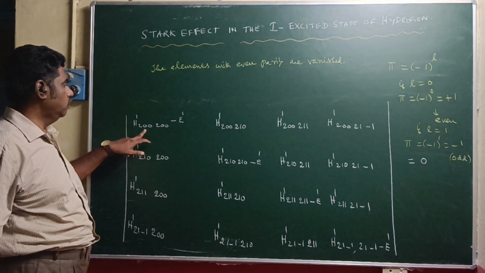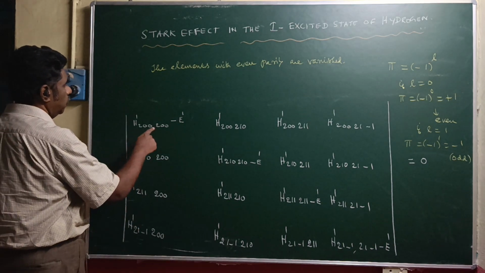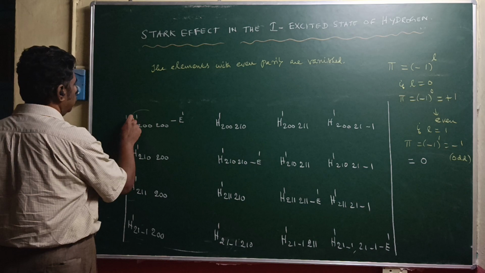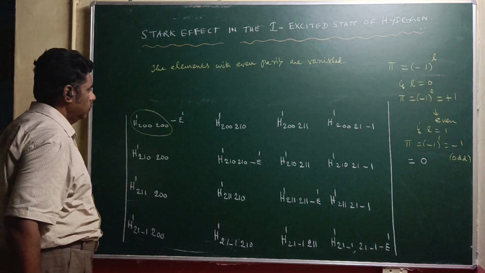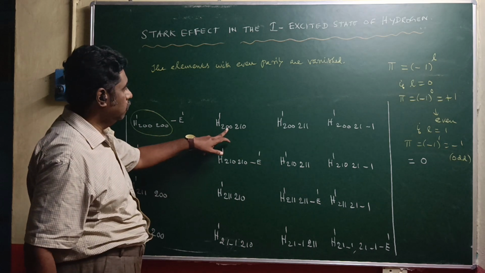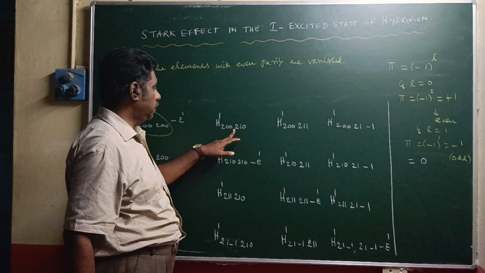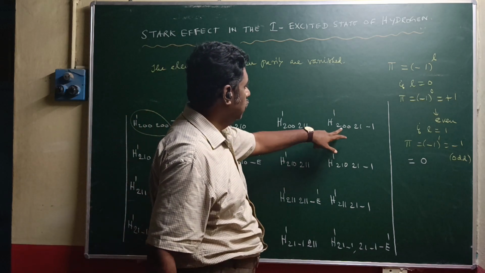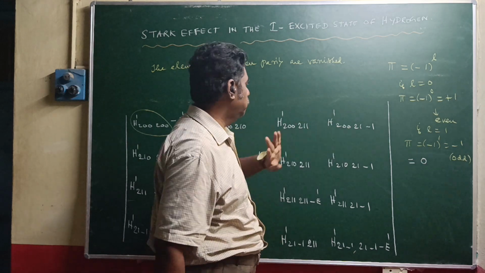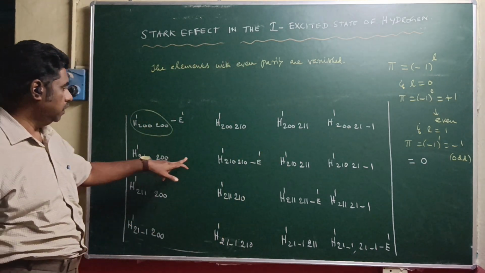See here, the value of L is equal to 0. Here also 0. So the parity is even. So this term is vanished. This term value is 0. Here L equal to 0, L equal to 1. This term is present. L equal to 0, L equal to 1, this term is present.